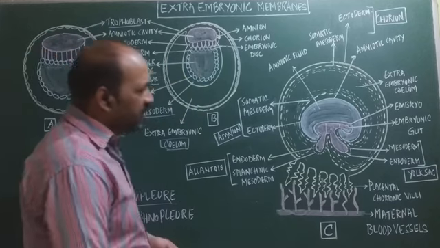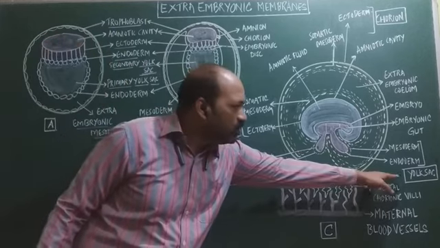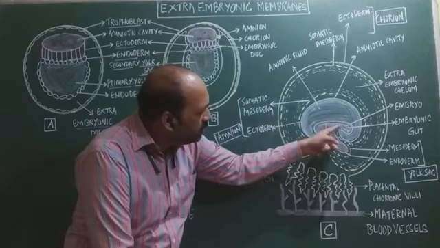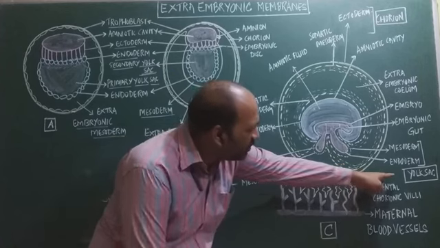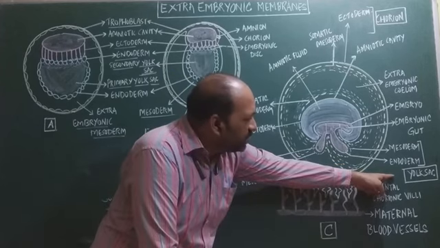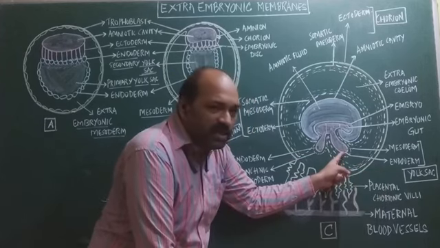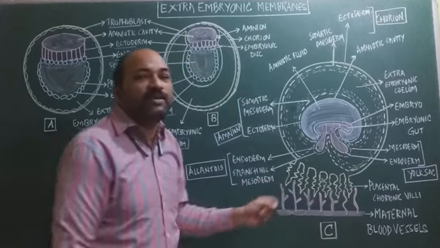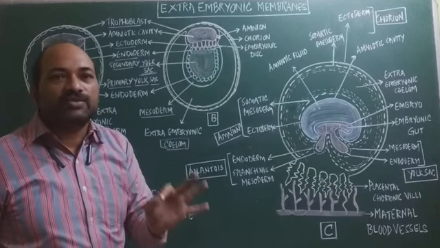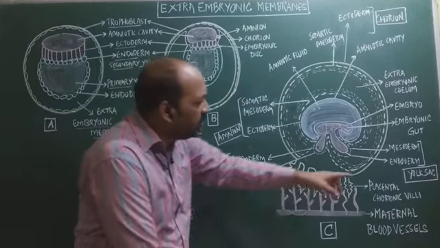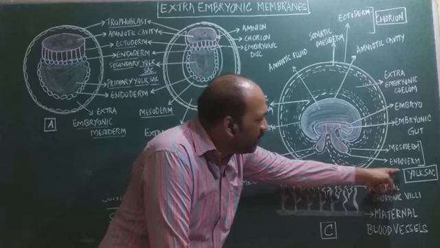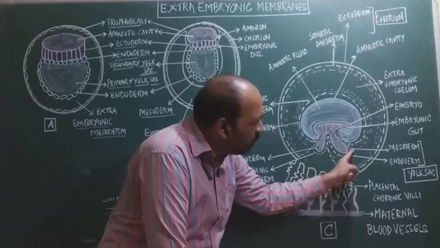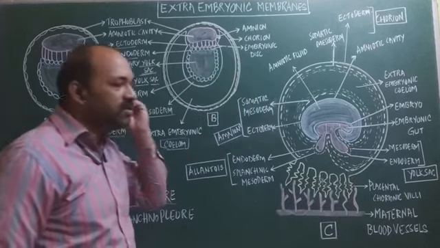Yolk sac is a small pouch-like structure which is present below the embryo. And this yolk sac is derived from endoderm inside and mesoderm outside. So this is very, very important for various competitive exams. Yolk sac is derived from endoderm inside and mesoderm outside. Okay, so that is yolk sac.